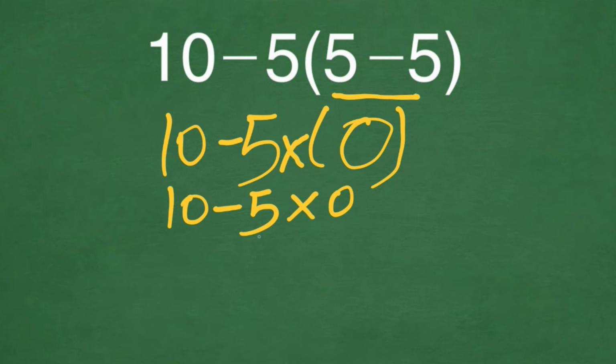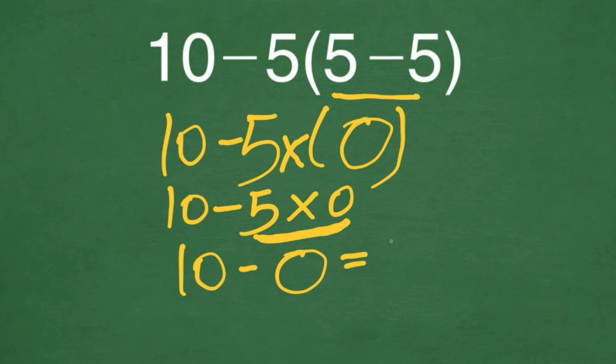And now we should do the multiplication before the subtraction, because clearly multiplication has a higher priority than addition or subtraction, so we have to do it first. So 5 times 0 is 0, and 10 minus 0 is equal to 10. So the correct answer to this question is 10.